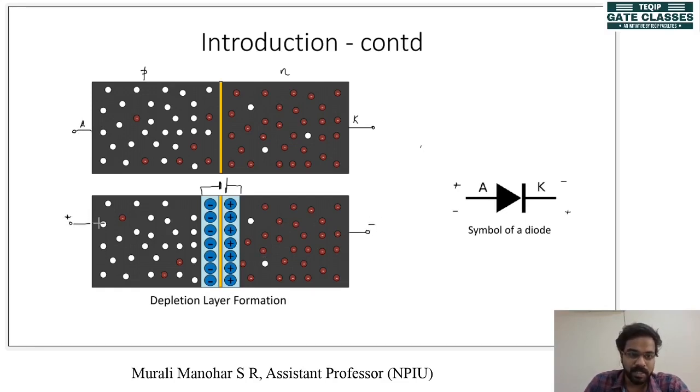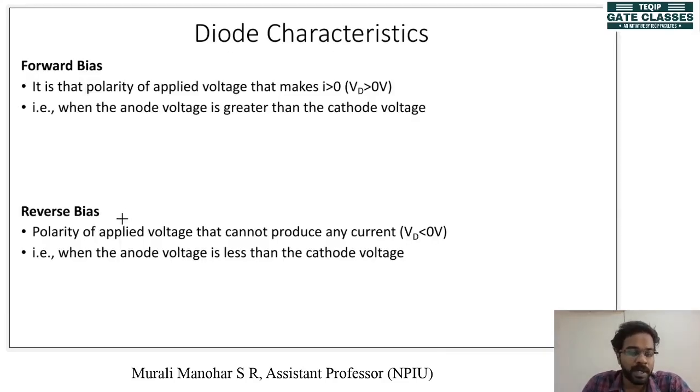This positive potential will attract this electron, and this negative potential will attract these holes. But there is already a potential here that is preventing these holes and electrons from moving. So when we are giving potential to this diode, we have to overcome this potential. When we overcome this potential, we can have a net movement of electrons and holes. So that brings us to forward bias. Forward bias is that polarity of applied voltage that makes a net flow of current.